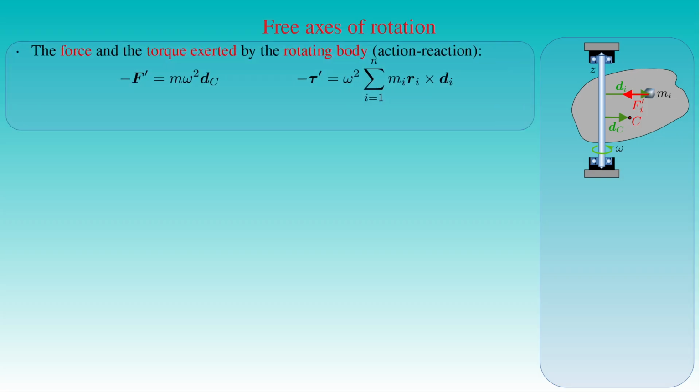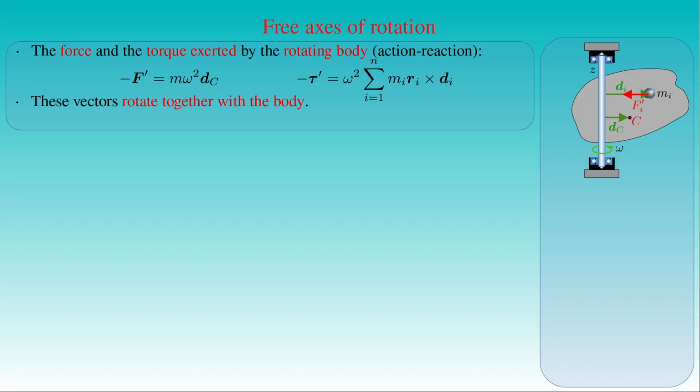It follows from these considerations and the law of action and reaction that a rigid body rotating about an axle chosen as the fixed z-axis with an angular velocity omega exerts the force minus F' and the torque minus τ' on the structure fixing the direction of the axle. Here minus F' is given by the mass m of the body times omega squared, times the distance vector dc pointing from the z-axis to the center of mass c of the body. Similarly, minus τ' is equal to omega squared times the sum of the mass mi times the cross product of the position vector ri of the mass element with respect to the center of mass c on the z-axis, and the distance vector di of the mass element pointing from the z-axis to the mass element.